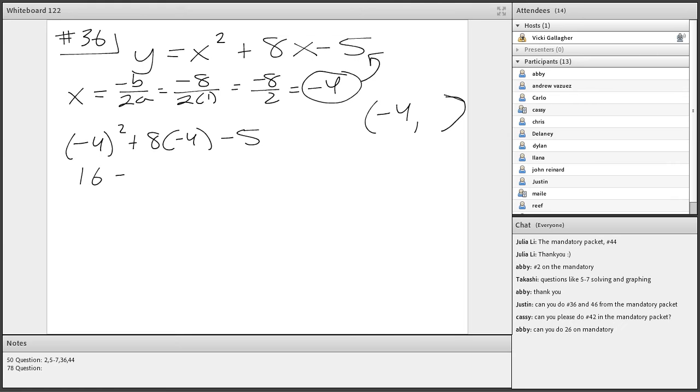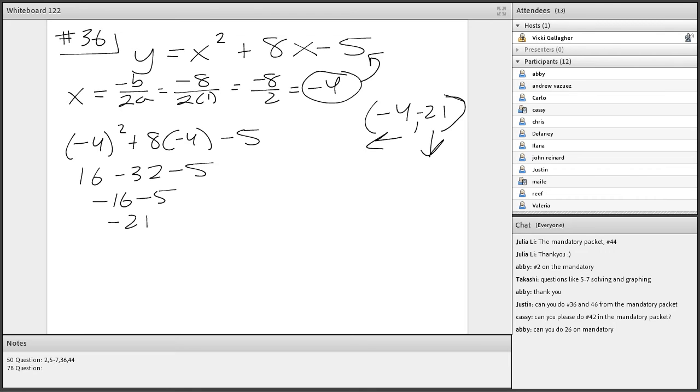Okay, and so we get 16 minus 32 minus 5, and that gives us negative 21. So my x-coordinate is negative 4, and my y-coordinate is negative 21. This is actually very similar to the chapter that we just did. We took the test on it last Friday, right? This is basically telling us our starting point. They want us to start by translating left 4 and down 21.